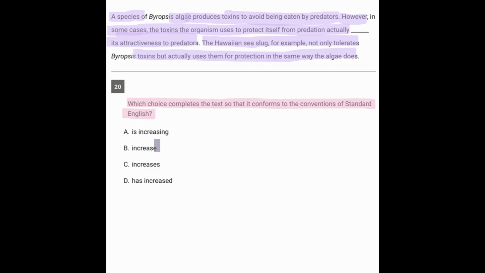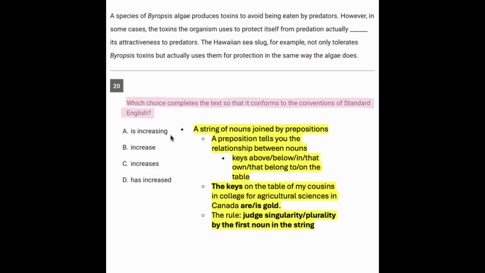So we're trying to figure out really at the end of the day if we're calling for a singular or plural word. And that's something of a harder question than it seems. There's something called a string of nouns joined by prepositions. Prepositions tell you the relationship between nouns.